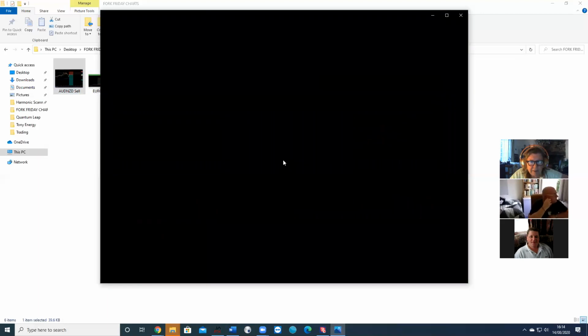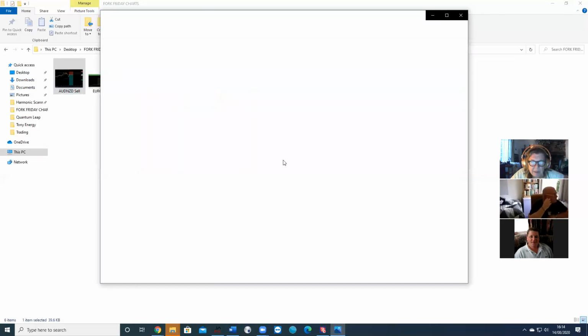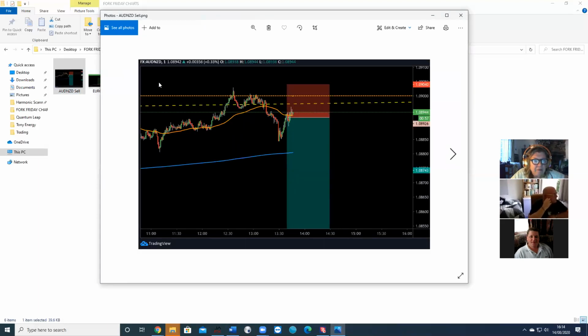ORD NZD, very similar pair, as we know, similar currencies. So what have we got here? I presume, yes, it's a pitchfork, the big dotted yellow line. The smaller dotted orange one is quarter theory. This is our orange 62 EMA.